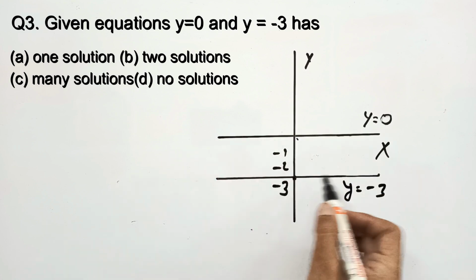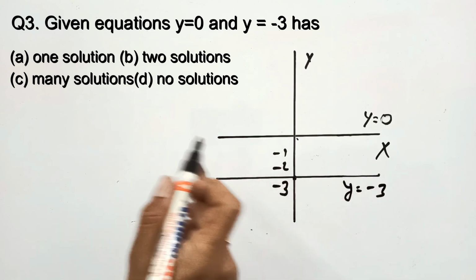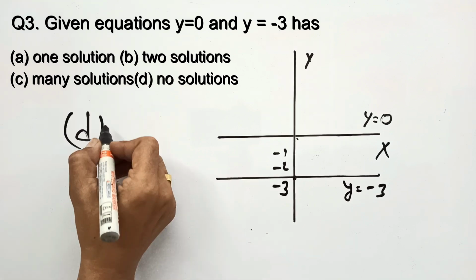So these lines you can see are parallel. So parallel lines have no solution. So option D is the correct answer. No solution.